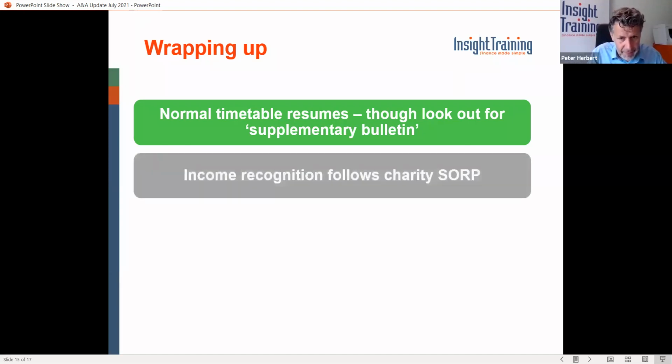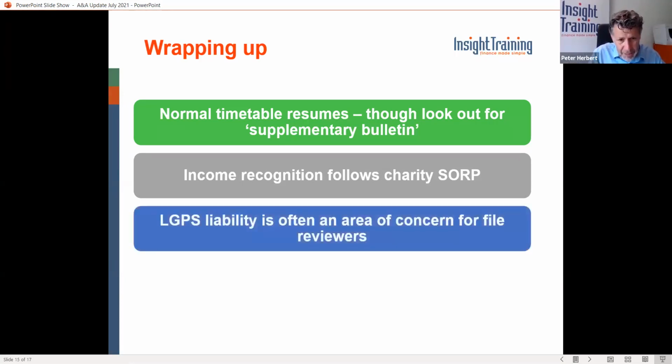The expectation is for a similar bulletin in the weeks to come, relevant to 31st of August 21 year ends as well. Income recognition follows charity SORP, and for a lot of people is a bit counterintuitive. I think a lot of us lean towards the accrual model when it comes to income recognition, but the charity SORP does not allow that. And therefore, I think income cut-off in charities, income cut-off in academies can be sticky. But if you've got a good handle on the way the accounting rules work, the audit then should follow on quite easily from there. LGPS liability is often an area of concern for file reviews.